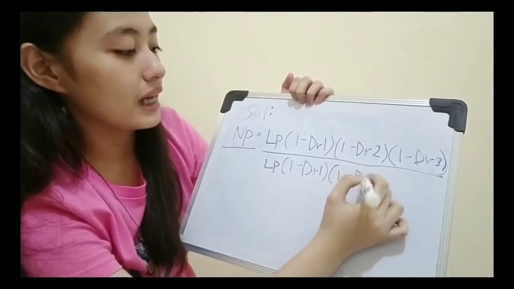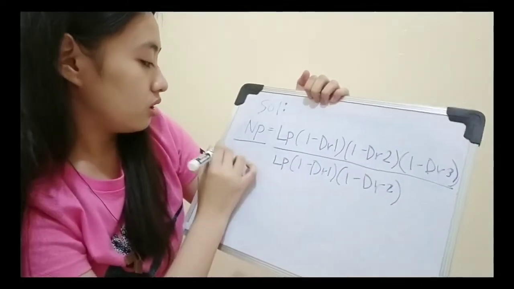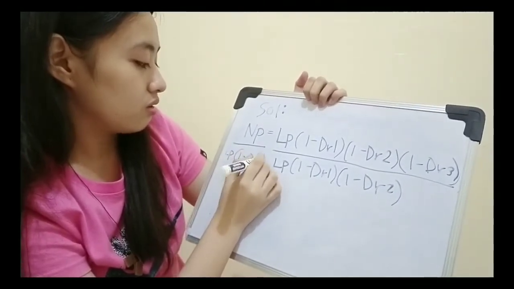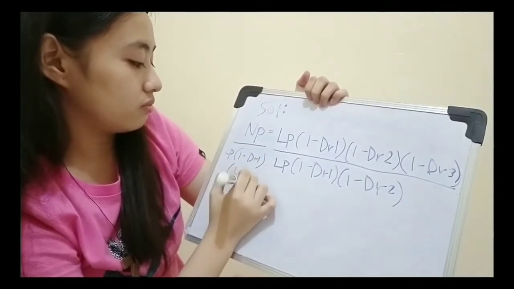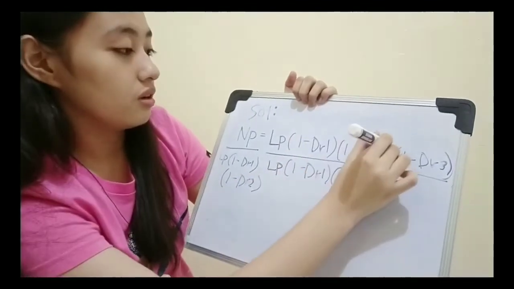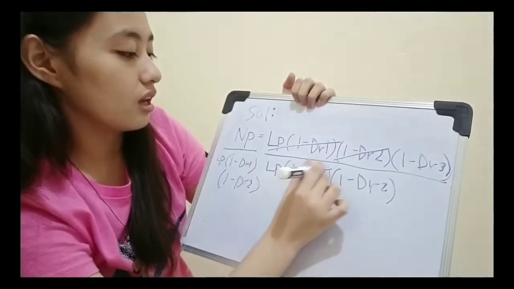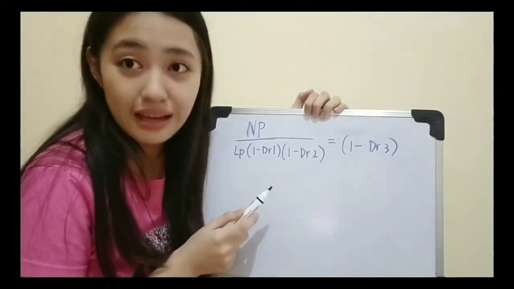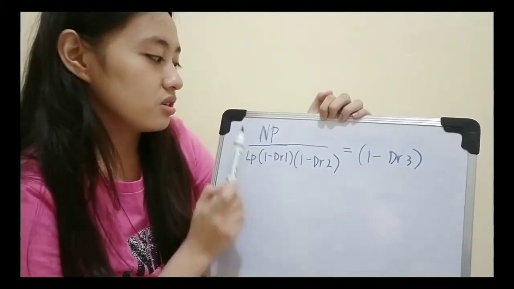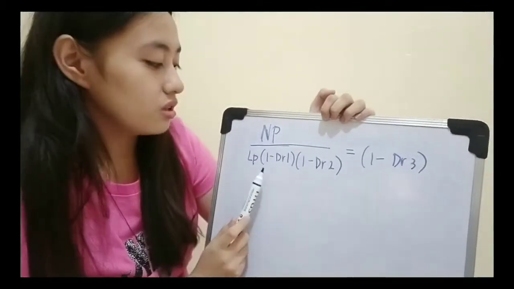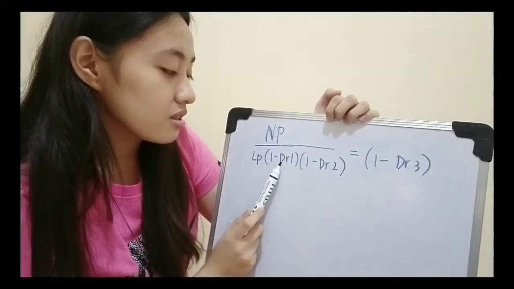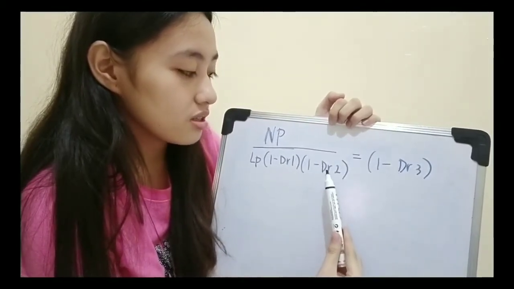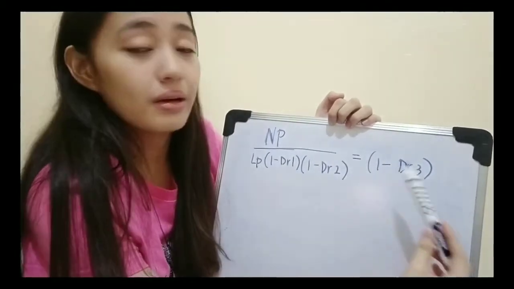Yan, para makakapag-cancel out tayo. And then, isulat na natin siya here, sa other side. Hindi cash out, so ito na lang. And then, we're gonna cancel this, and cancel this, and cancel this, and cancel this. So, from this formula na derive natin, which is net price over list price, quantity 1 minus discount rate 1, times quantity 1 minus discount rate 2 is equal to quantity of 1 minus discount rate 3.